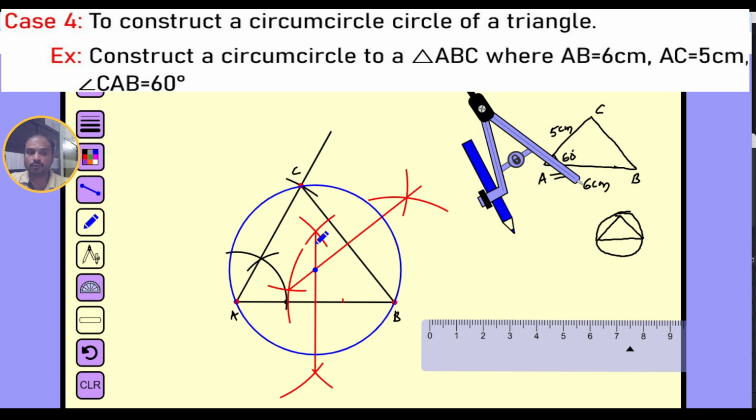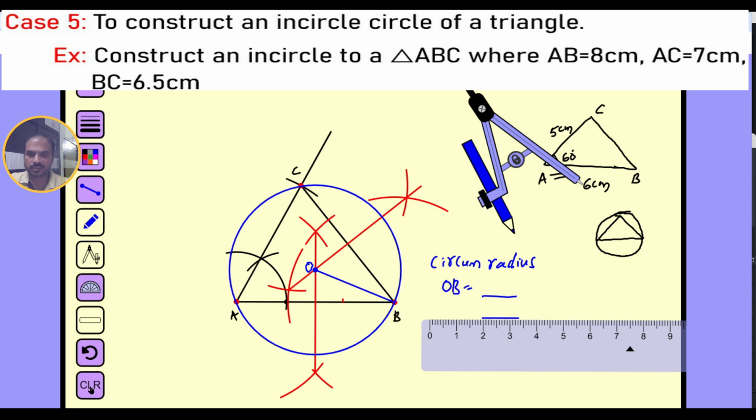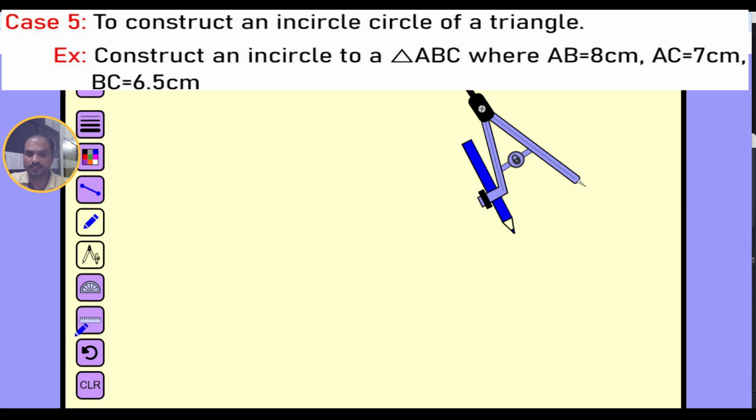Here I may ask you to find the radius of the circumcircle. That will be a tail question. You just measure this one. Calling the center of the circumcircle O, measure OB. It will give you the circumradius. That will be your tail question. Don't forget to write the radius of the circumcircle. Clear, children? Now let's move to the next case.